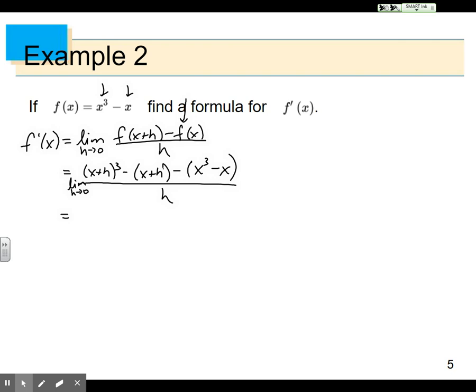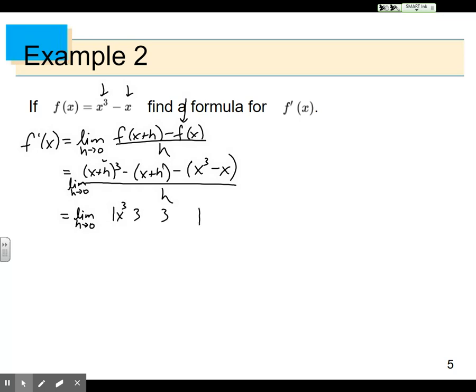Okay, so I've got to expand this binomial right here. Unfortunately, it's not x cubed plus h cubed. If you need to write it out 3 times and FOIL it, please do so. I'm going to be using the binomial expansion theorem on it, which states that my coefficients are going to be 1, 3, 3, and 1.